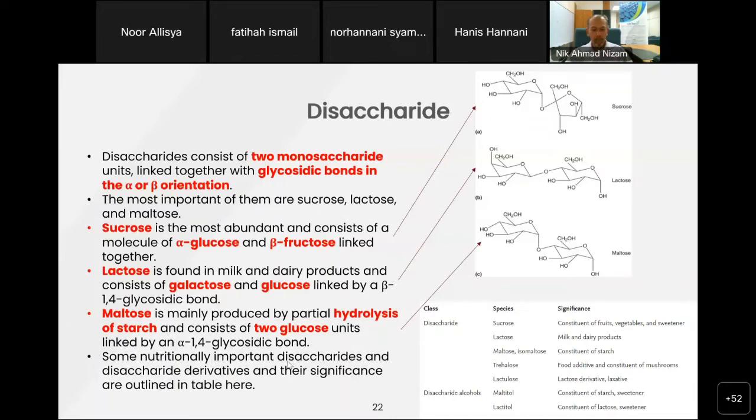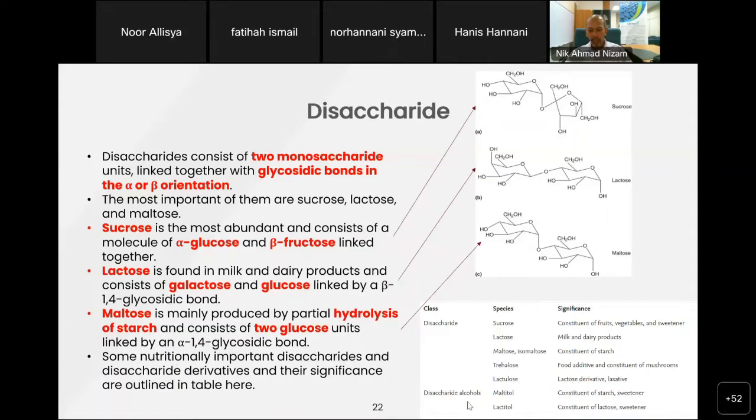Some nutritionally important disaccharides and disaccharide derivatives, and their significance, can be seen in this table. Sucrose is a constituent of fruits, vegetables, and sweeteners. Lactose comes from milk and dairy products. Maltose and isomaltose are also constituents of starch. There are other disaccharides that are not common, such as trehalose and lactulose. Trehalose is a food additive and a constituent of mushroom. Lactulose is a lactose derivative and it is a laxative.